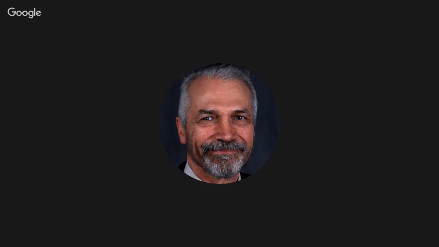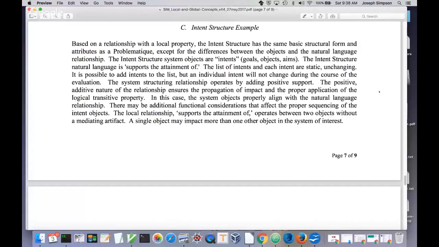The intent structure is, again, like the basic structural form and attributes of the problematique, except the objects are goals, intents, and aims, and the relationship is "supports attainment of." So as you can see, once you've identified your problems and looked at those as a group, you look at an enhancement structure, or ways that you can make things better, and then you can look at an intent structure.